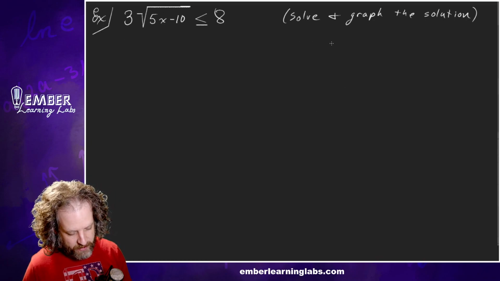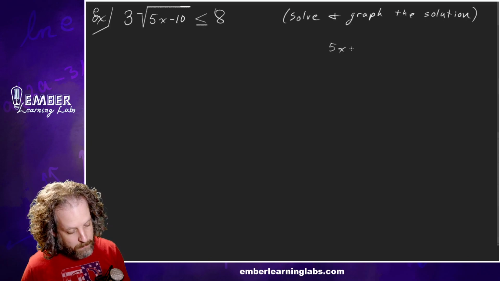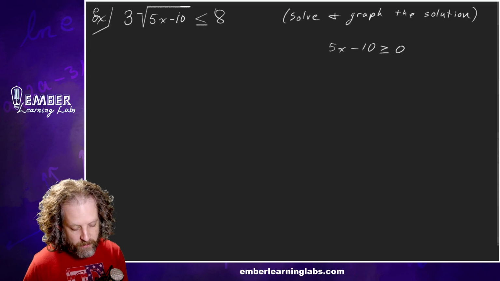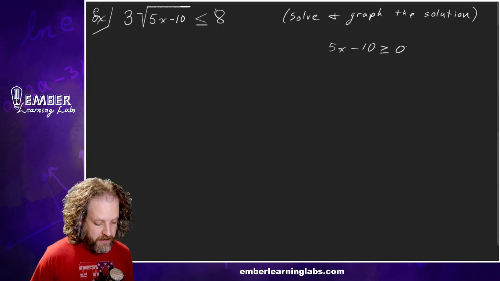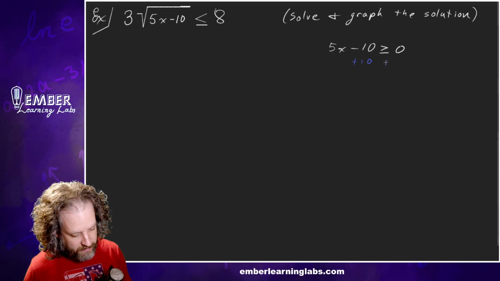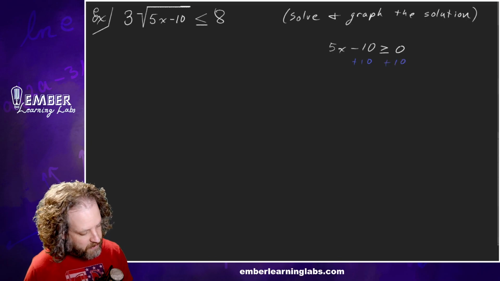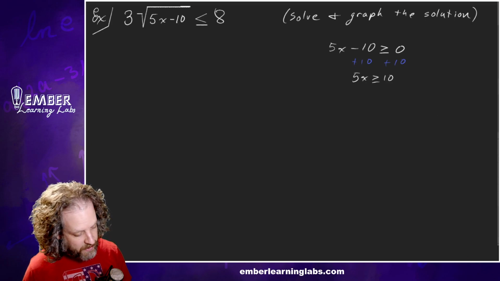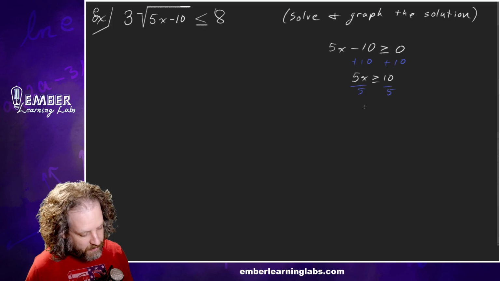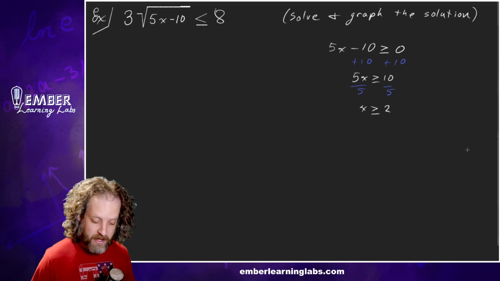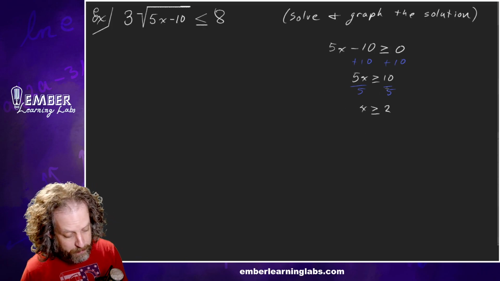So for the inside one, we know that 5x minus 10 has got to be greater than or equal to 0, right? Because we can't have a negative in here. So we're going to make this little inequality and solve it first. So we're going to add 10 here, add 10 here. So we end up with 5x is greater than or equal to 10. We divide by 5. Divide by 5. So x is greater than or equal to 2, right? Easy peasy lemon squeezy.